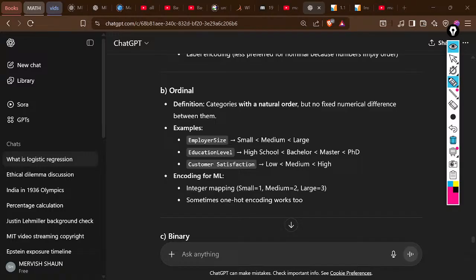Same with this one, but again, நீங்கள் ஹை ஸ்கூல் முடிச்சுட்டு தான் பேச்சுலர் பண்ண முடியும், பேச்சுலர் முடிச்சுட்டு தான் மாஸ்டர் பண்ண முடியும், மாஸ்டர் முடிச்சுட்டு தான் PhD பண்ண முடியும். But can you directly do a PhD program? Probably not. But employer size, yeah.